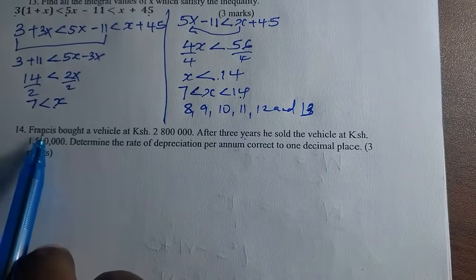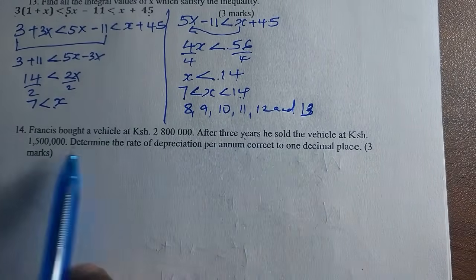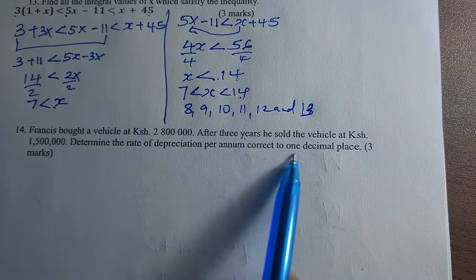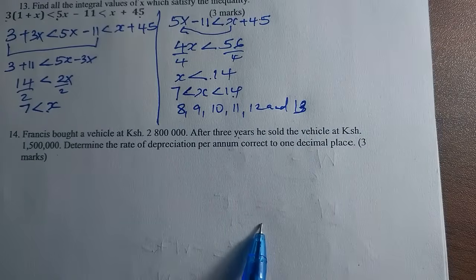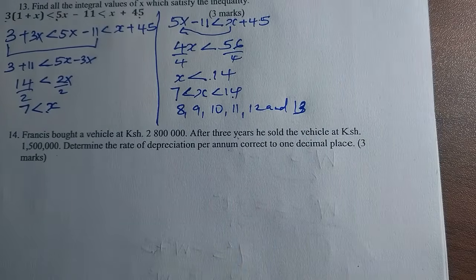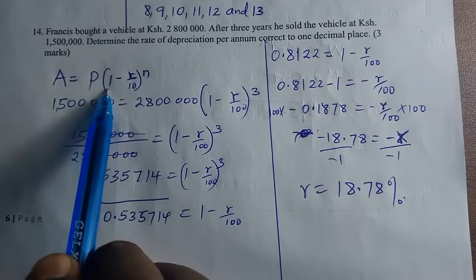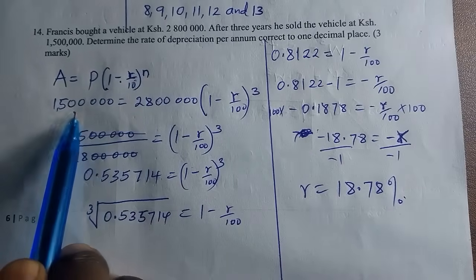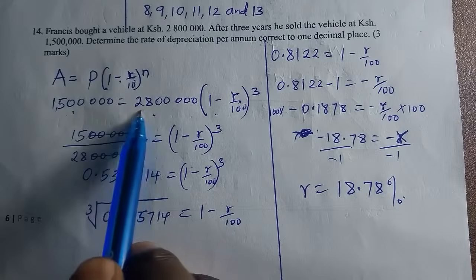Francis bought a vehicle for this. After 3 years, he sold the vehicle at Kenya shillings this. Determine the rate of depreciation per annum, correct to 1 decimal place. I will give you the answer directly because of time. Amount is equal to this. If it is a depreciation, we subtract. Then this is the amount and the principal. We are looking for R, so we divide by this.